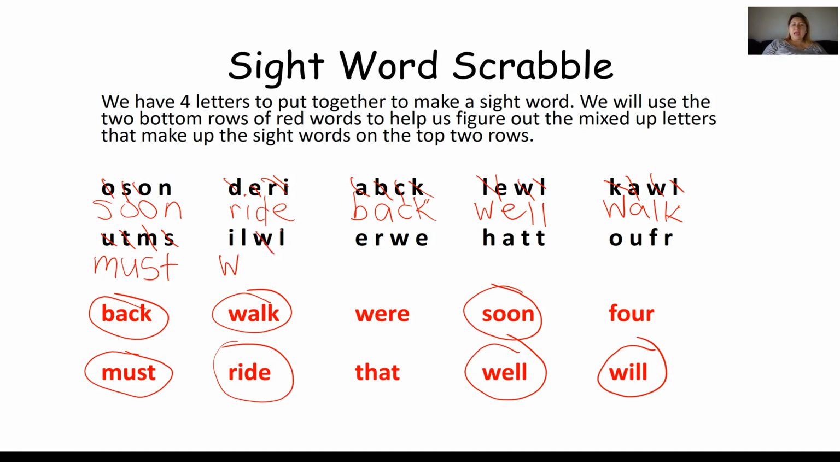Cross it out. Next letter I. Cross it out. And then we have our two L's. Cross those out. So what sight word is that, boys and girls? Very good. It's the sight word will. Will. Excellent. All right. Next group of letters, boys and girls.